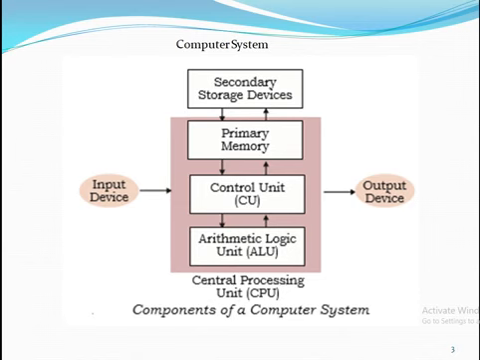This figure shows the block diagram of a computer system. The directed lines represent the flow of data and signals between the components. The input device sends a signal to the CPU and the CPU sends a signal to the output device. The CPU has components ALU, control unit and primary memory. Now we will discuss all these components in detail.